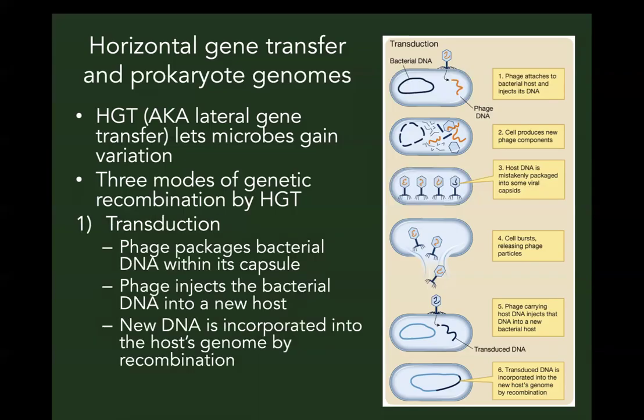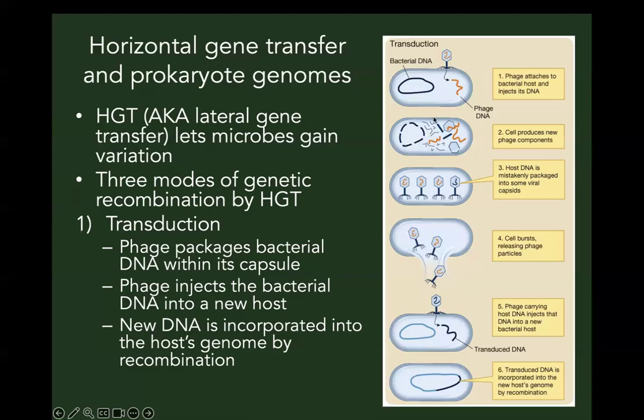The first one is transduction. And so this is a picture of a bacterium, and a bacteriophage has landed on it, and it has injected its own DNA into the bacterial host. The phage DNA just kind of squishes around in there, and then by crossing over, it ends up incorporated into the host bacteria's DNA, and then that host will kind of copy it up.